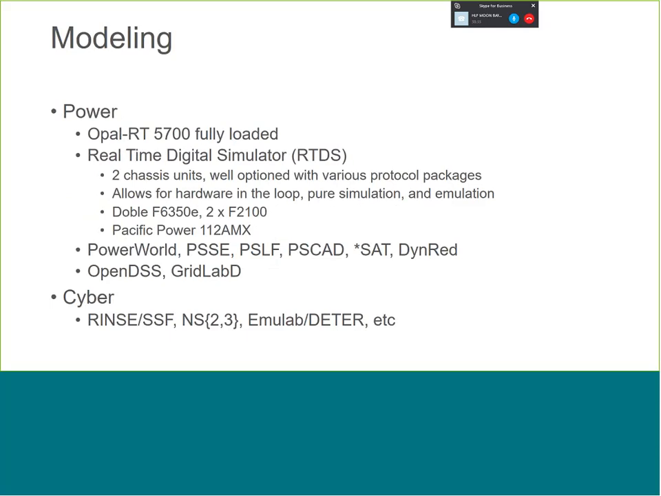We have all sorts of modeling. We have an Opal-RT 5700 that is, in essence, fully loaded. In other words, all CPUs unlocked, all protocols unlocked, unlimited licenses for all of the software in it, et cetera, that enables our work, and we're excited about that. That's a new acquisition. We have two chassis of RTDS. We have, well, here it lists 1 Doble. We now have 4 Dobles, F6350Es, and some variety of other power modeling software and cyber modeling software that's come to bear.